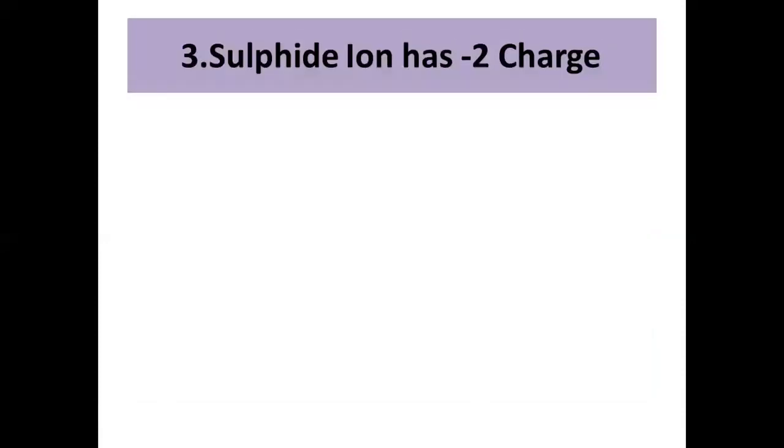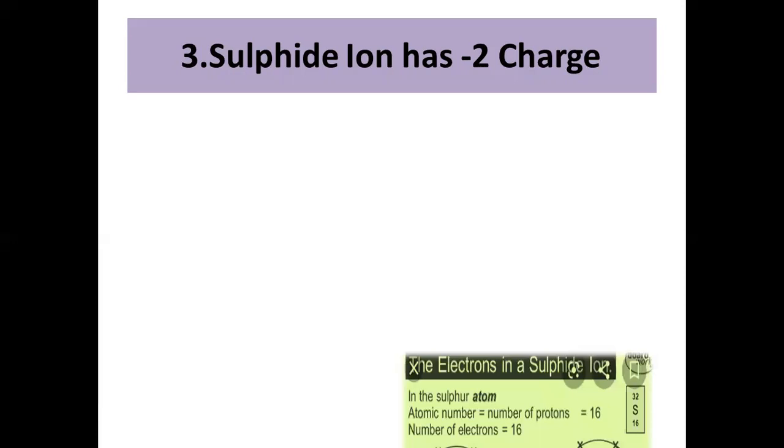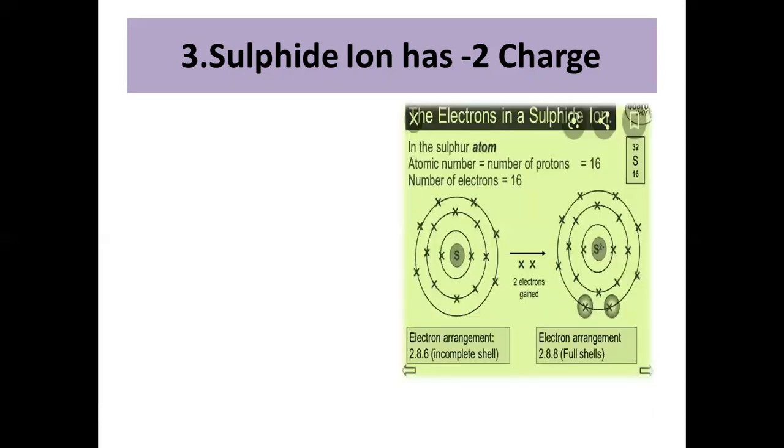The last example is the sulfide ion. Why does the sulfide ion have -2 charge? Sulfide comes from sulfur. The atomic number of sulfur is 16 and the mass number is 32. It has 16 protons, and the number of electrons is always the same as protons, so 16 protons and 16 electrons. And 16 plus 16 gives us 32.